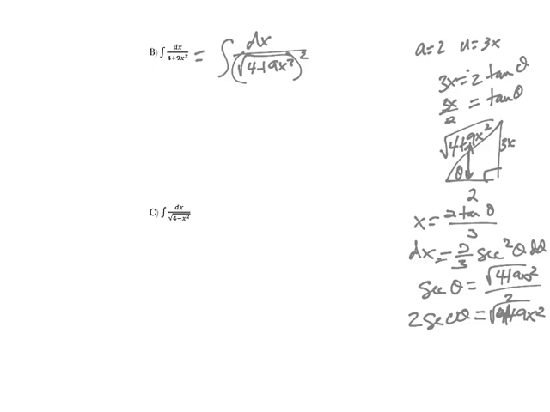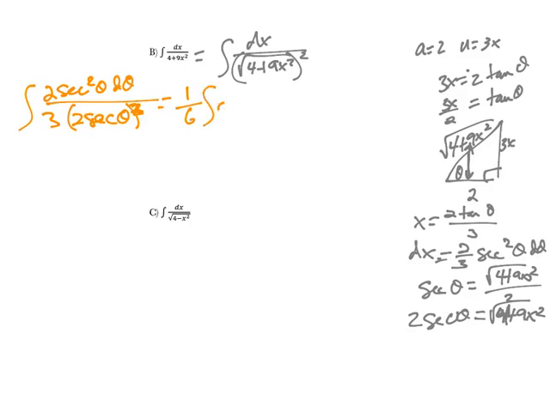So going back to my original problem, we have the integral of dx, so I have 2 secant squared theta d theta over 3. On the bottom I have the square root, which is 2 secant theta, but that has to be squared. So we actually have 4 times 3 is 12 with a 2 on top, so that means I have 1/6. Again, I'm just left with d theta, so this is 1/6 theta plus c.